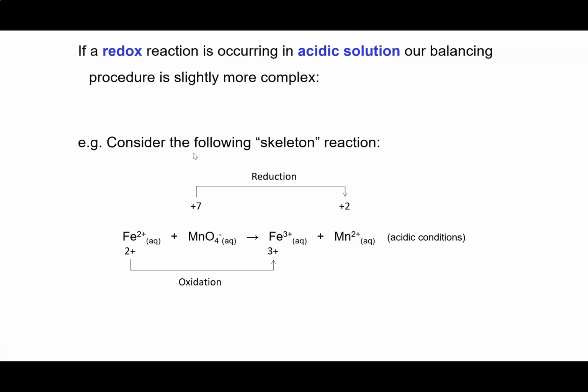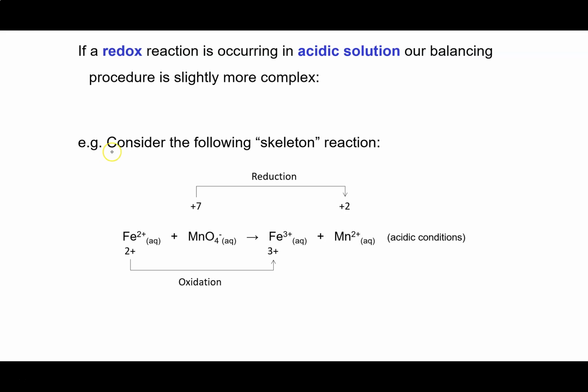So if a redox reaction is occurring in the presence of acid, our process tends to be a little more complex and we have to start using a few more of our other rules. Not quite as complex as if it is under basic conditions.